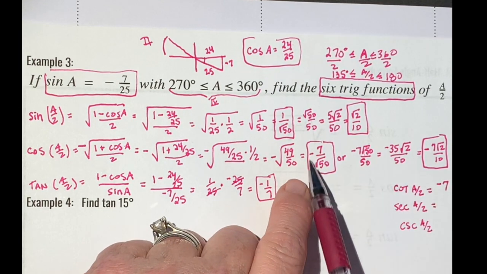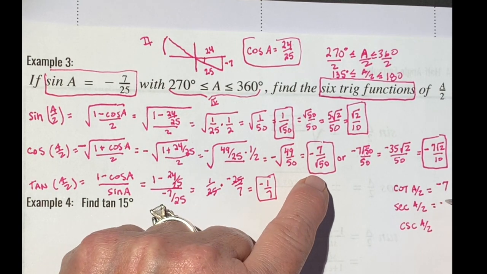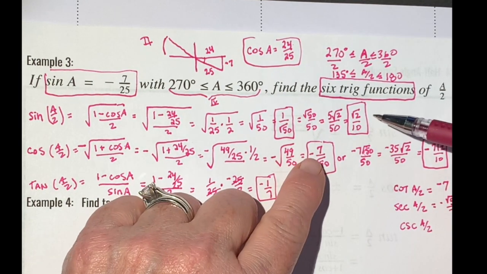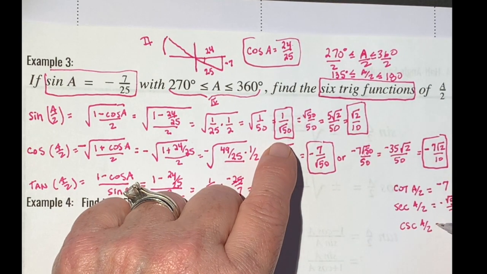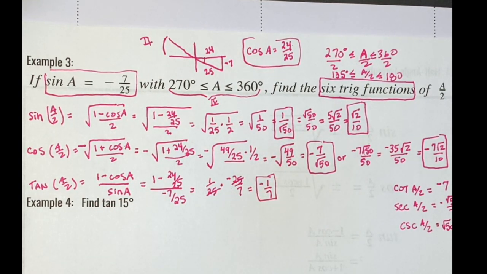Secant would be the reciprocal of the cosine. Since I've rationalized it here and put the radical on the top, it would be better to flip it over. So it's going to be negative square root of 50 over 7. Again, I can definitely reduce that down. If you want to take the perfect squares out, that's going to be negative 5 square root of 2 over 7. And cosecant, again, I would flip it over here. It would be positive square root of 50 over 1, and again, there's a perfect square in that, so I'm going to go ahead and rewrite it as 5 square root of 2. So here is your cosecant, your secant, and your cotangent as well.